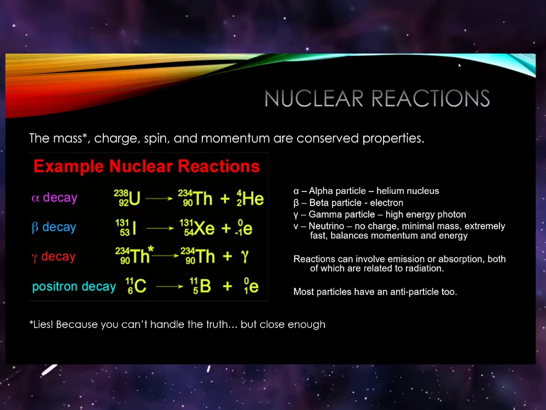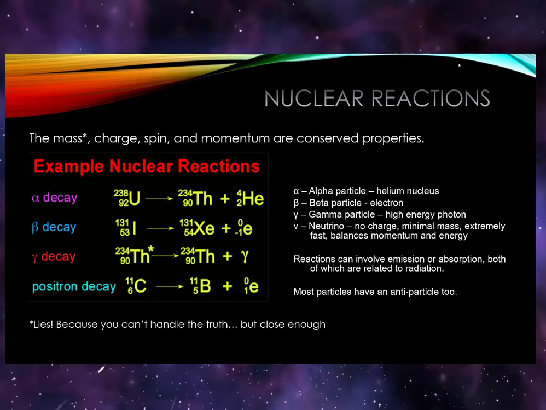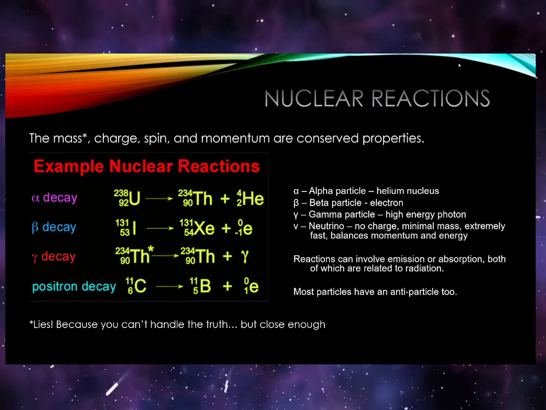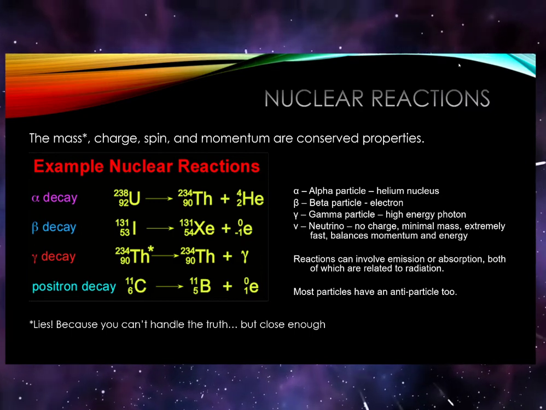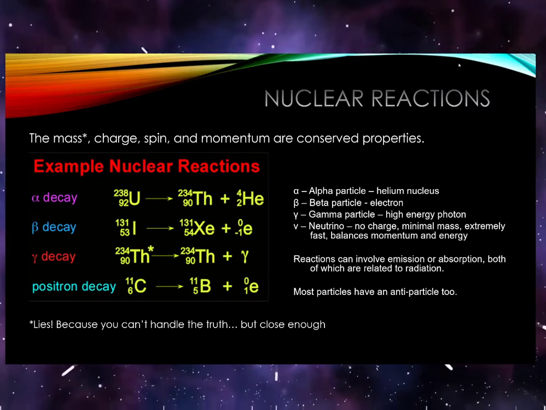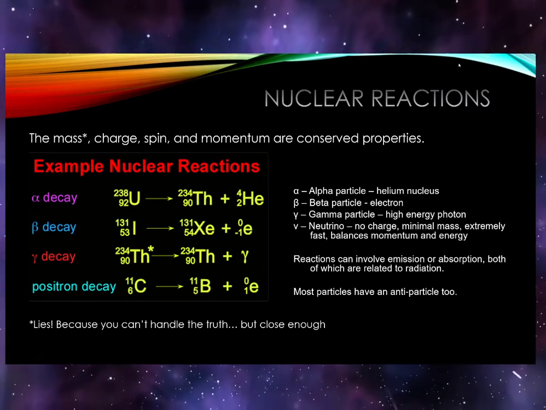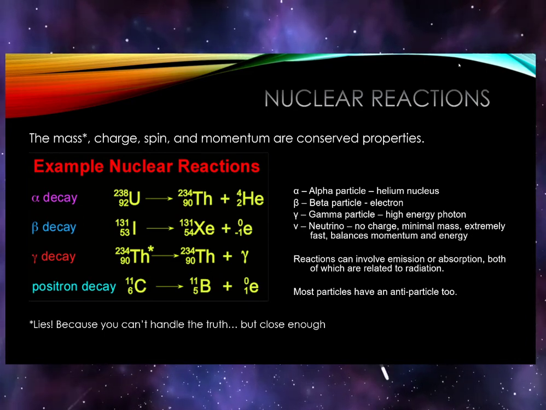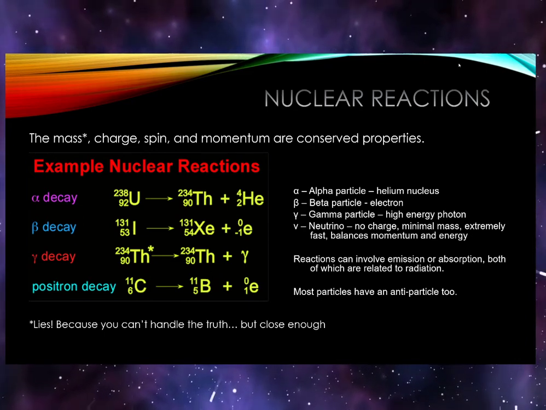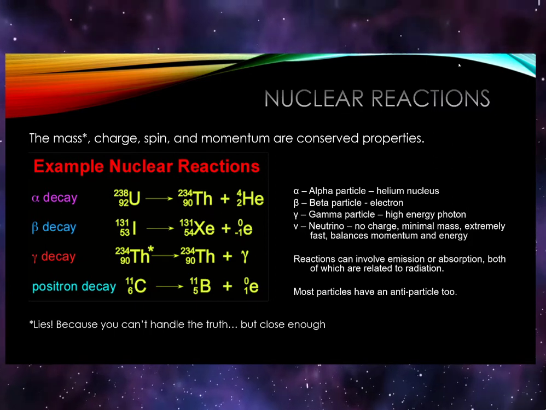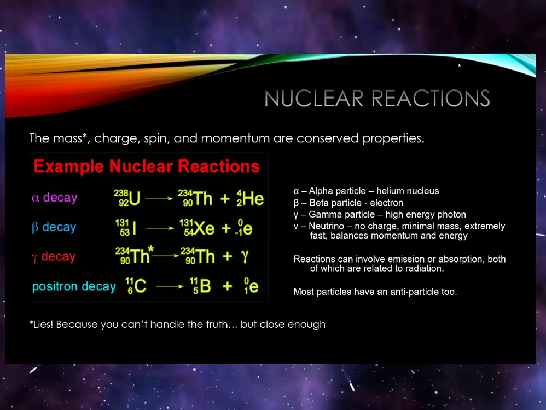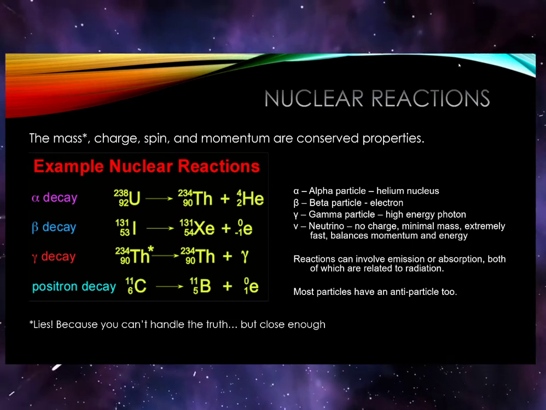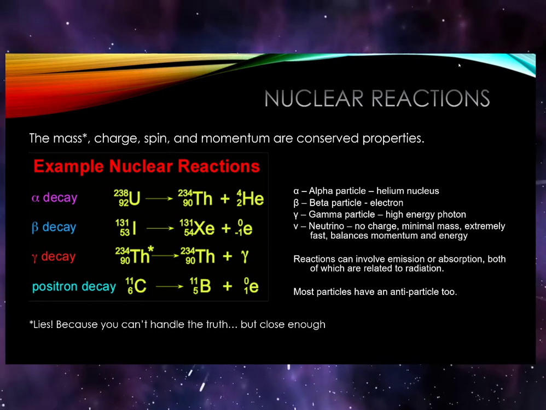Now check out the numbers on the bottom. What else do you notice? Remember, the arrow is an equal sign. 92 equals 90 plus 2. You can tell this is going to be really difficult, right? All right, let's look at the one below it. Does 131 equal 131 plus 0? Check. Yes, it does. Does 53 equal 54 minus 1? Yes, it does, and so forth.